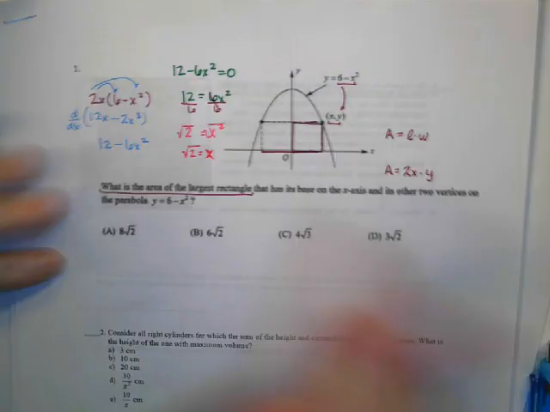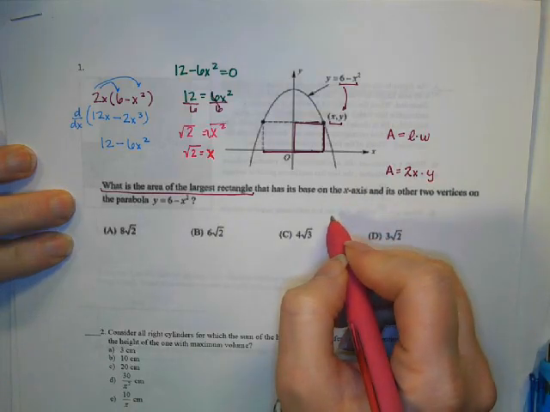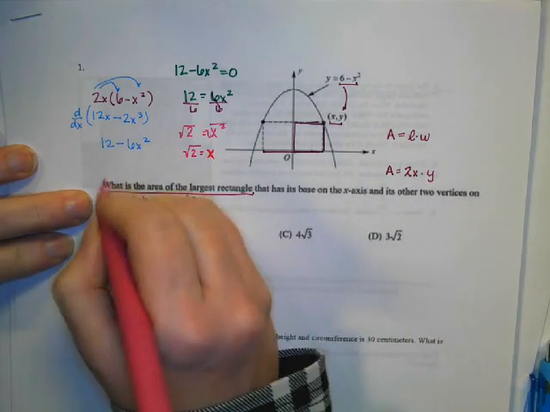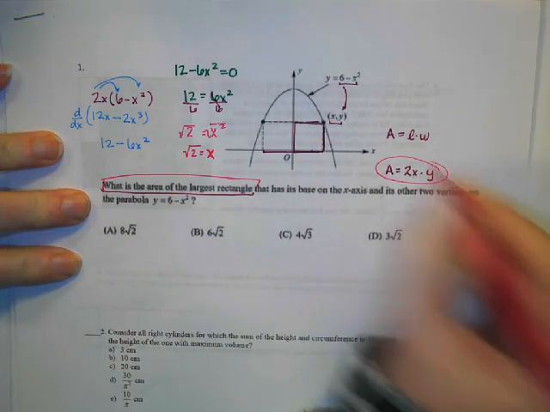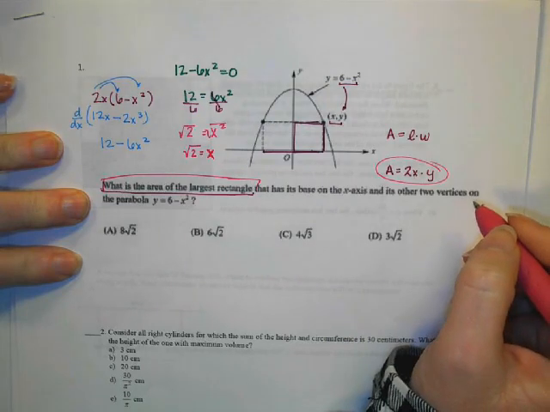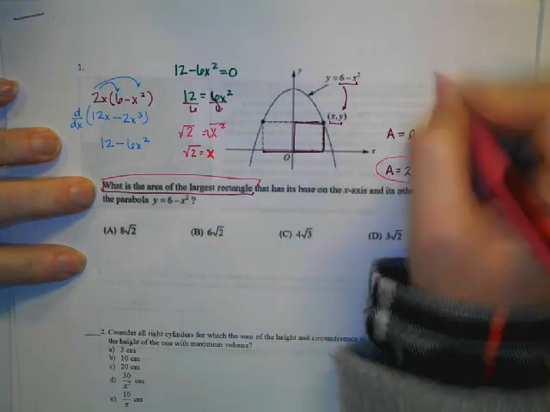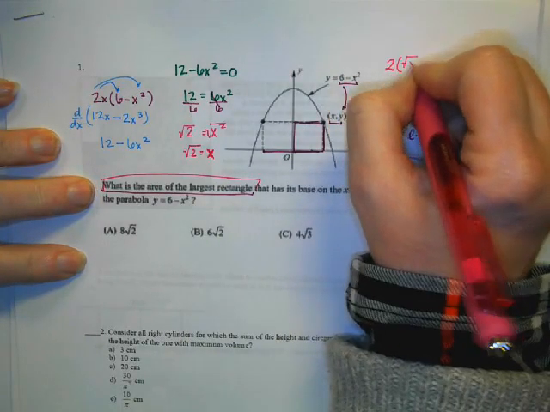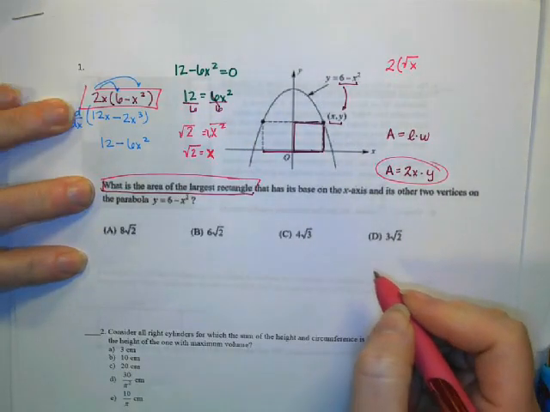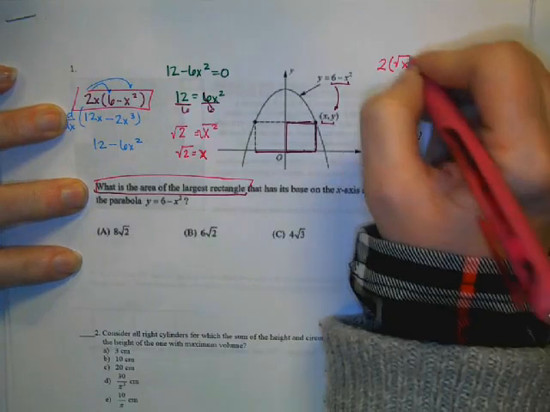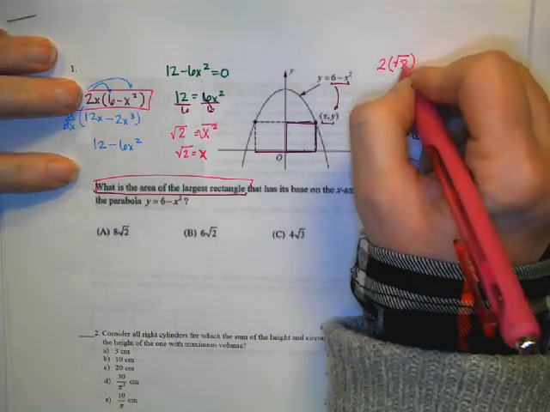But now, that's not what it asks for, though. It asks for the area itself. So I found the x, but I have to actually plug it back into this formula to find my actual area. So it's going to be my 2 times my x. Actually, I'm going to plug it into this one, so that it's all in terms of x, since that's what I found. I don't know why I said square root of x. Square root of 2, sorry.